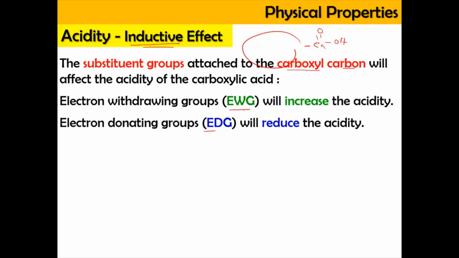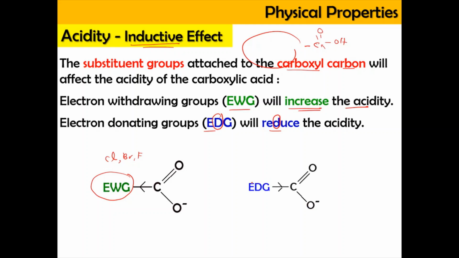The electron withdrawing group will basically increase the acidity. The electron donating group will reduce the acidity. So donating reduces the acidity, D and D. Basically, when the carboxylate ion is attached to an electron withdrawing group, for example a halogen like chlorine, bromine, or fluorine, the negative charge will be pulled by the electron withdrawing atom, hence making it more stable, hence it is more acidic. So that's the general idea.